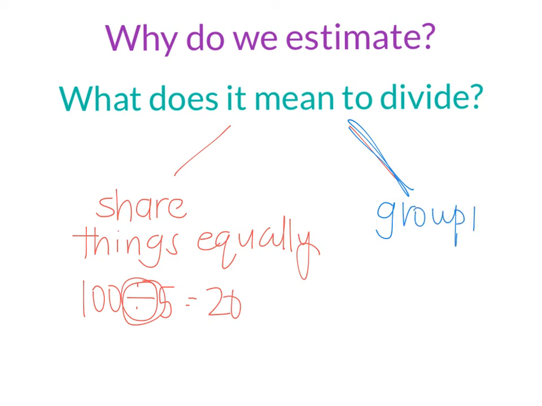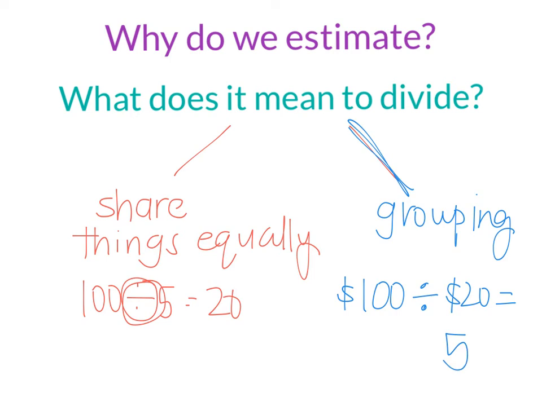Let's call it grouping. Okay? A situation where we would use this as grouping would be, I have $100 and I want to give each person $20. How many people can get money from me? How many people? 5. Because I had $100 all together. I want to give each person $20. So how many groups of people can get money? 5. Okay? So you can see that division can be thought of as sharing or grouping.